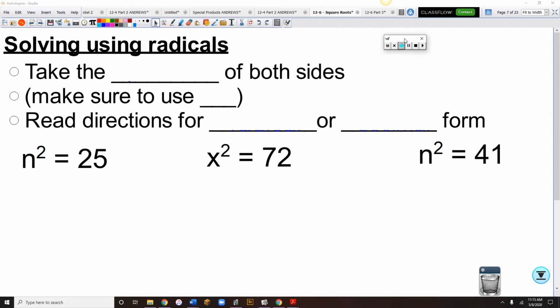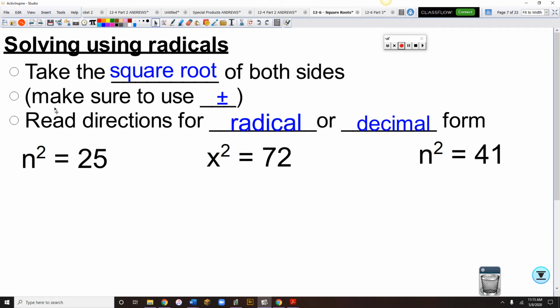Hey guys, so there's some quadratics that either don't have a C term or have a B term, or you have something like n squared equals 25. In order to solve these types of equations, you take the square root of both sides. Just like we learned with simplifying radicals, we have to make sure we use a plus and a minus sign for our answer. Read directions to know if you're answering in radical form or decimal form.